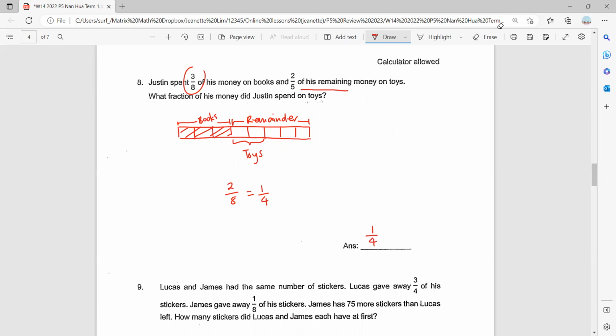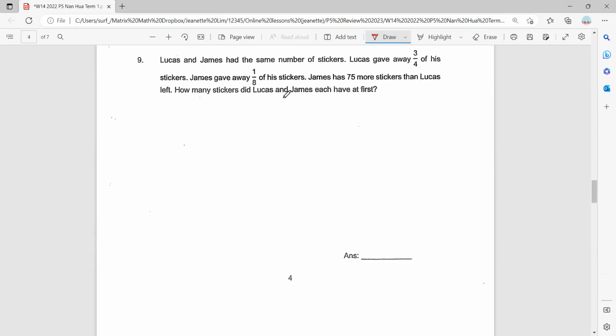Question 9. Lucas and James had the same number of stickers. Lucas gave away 3/4 of his stickers. James gave away 1/8 of his. James had 75 more than Lucas left. How many stickers did Lucas and James each have at first? Okay, so first let's draw a model. Same number, right?